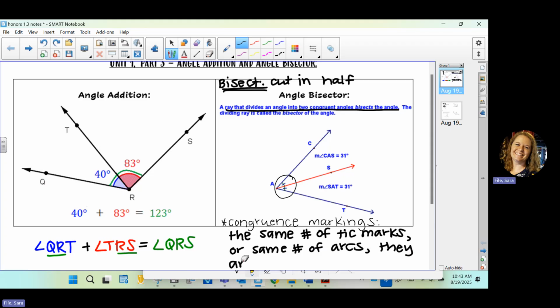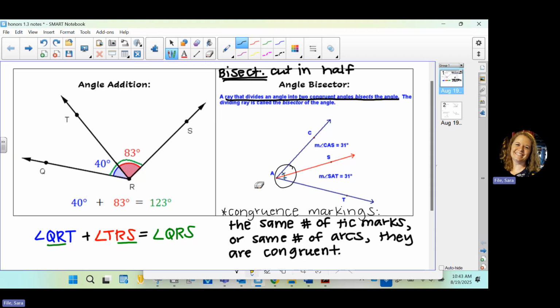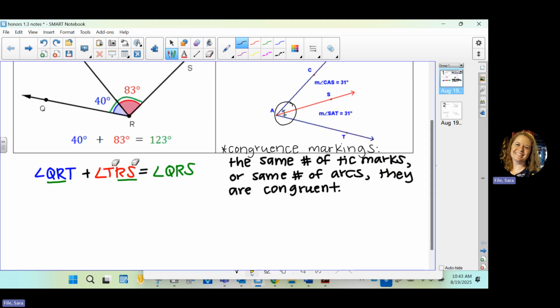They are congruent. That's what that means. They are equal size, equal measure. So I'm going to put a couple of additional examples of what that could look like. And again, you can do this in your margin or wherever you have room.